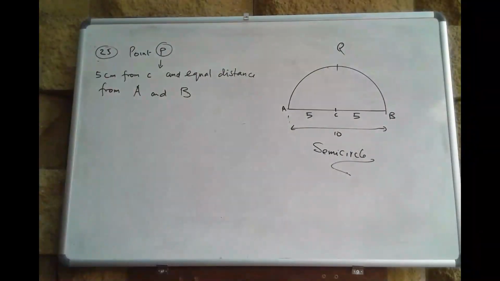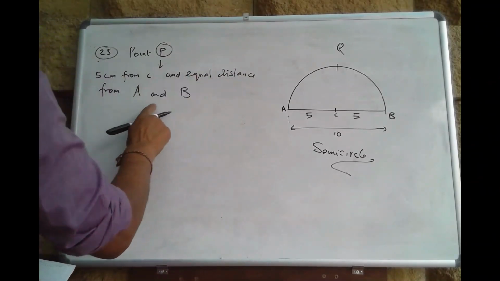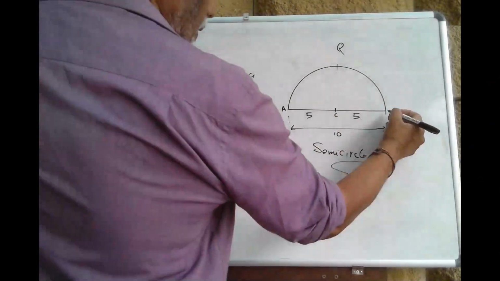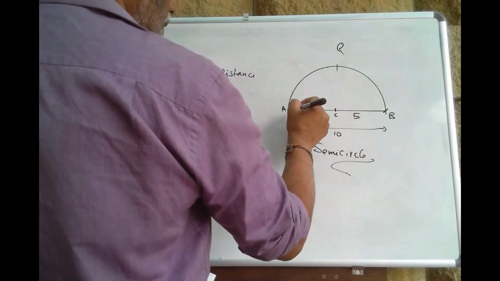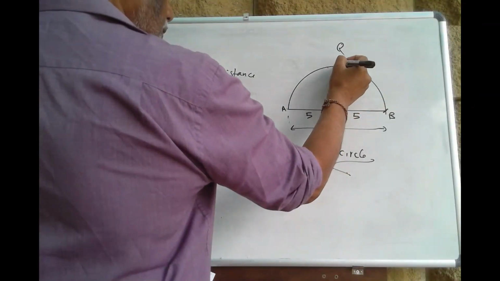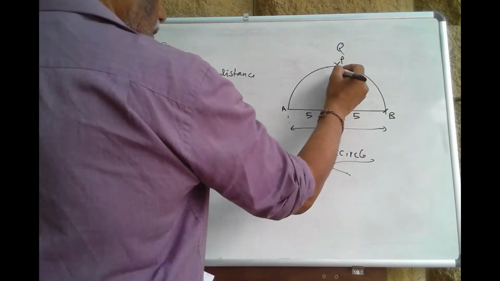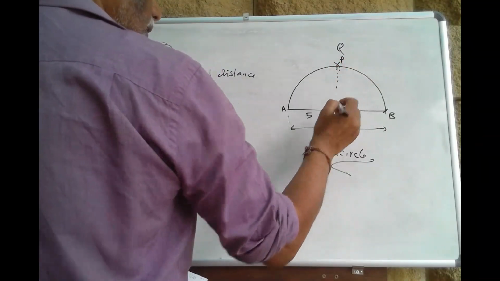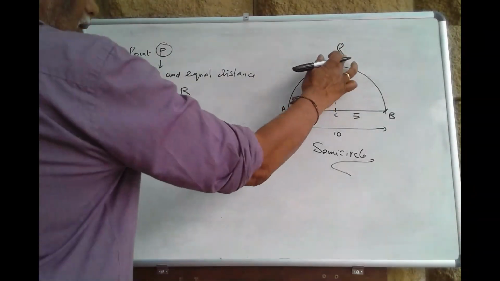Then P is also an equal distance from A and C. If you look at that, the distance from here to here must be equal to the distance from here to here. So if you do that, the point P must be here. You can even cut it like that, and if you want you can connect this up. So that's the point P. So that's the question.